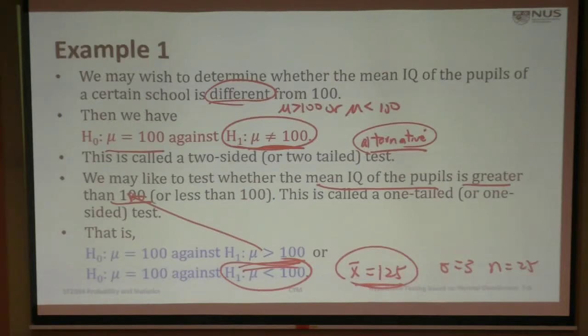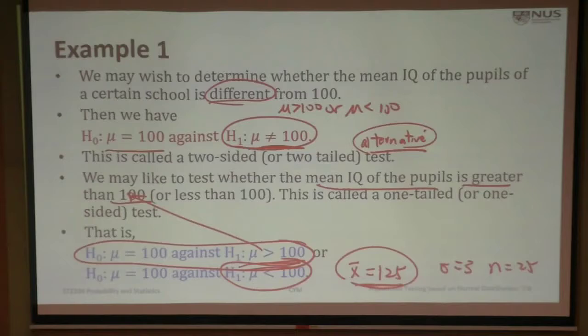So in this case, if you want to test mu equal to 100 against mu less than 100, even if you find out X bar from the data, it's likely that you believe mu is bigger than 100, but then you cannot reject the null hypothesis against mu less than 100. Then you may think, okay, since I see X bar equal to 125, can I test this hypothesis now?